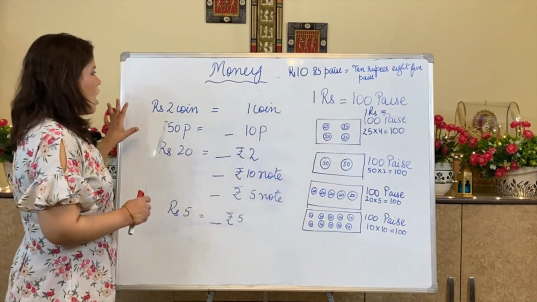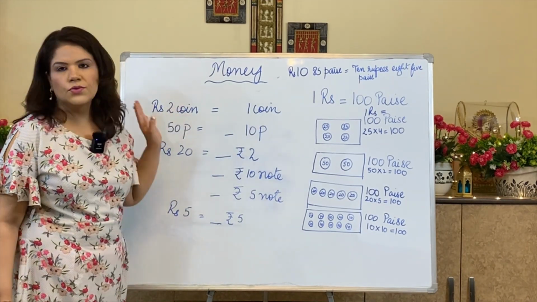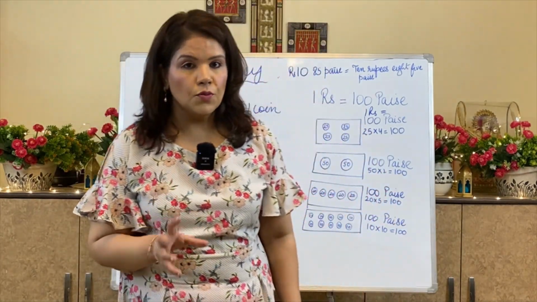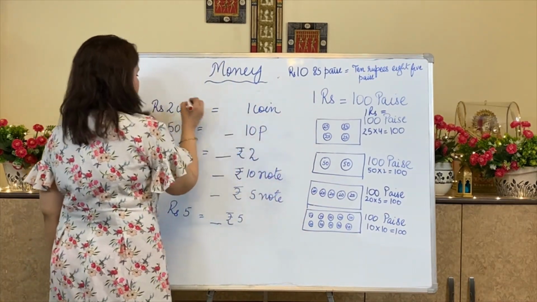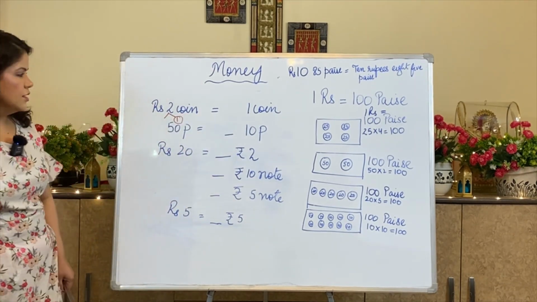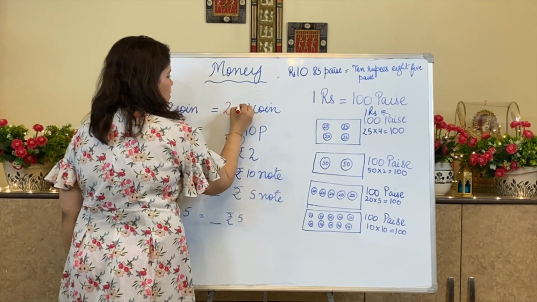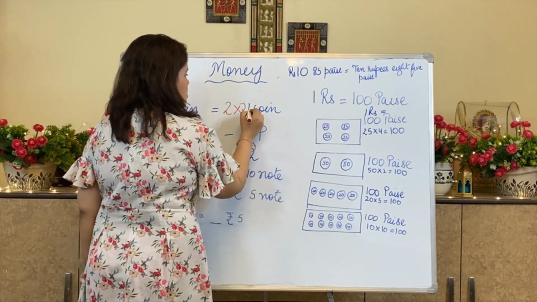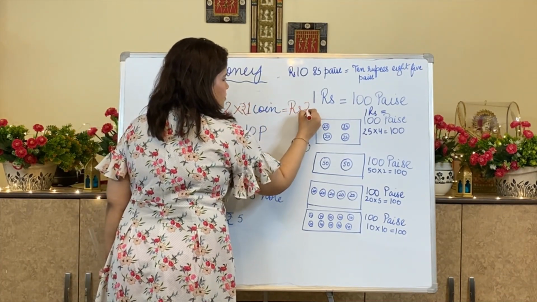Now I am taking how many 1 rupee coins will make 2 rupees. How many 1 rupee coins should I take to make rupees 2? What should I do? How many parts of 2 should I make carrying value 1 each? That means I should make only 2 parts. So I will be writing 2 coins of rupees 1 each will make rupees 2.